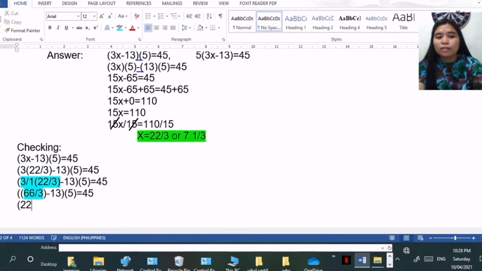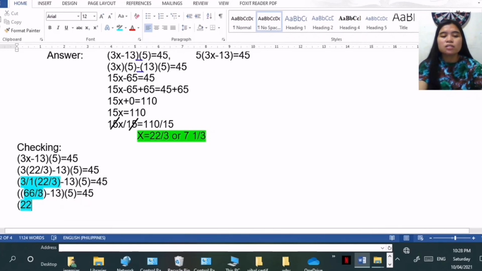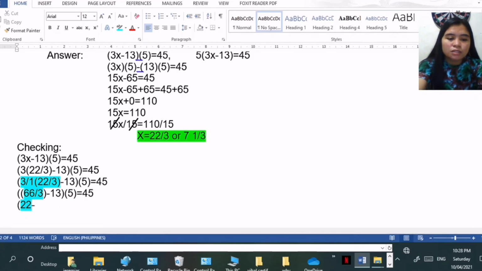That is 22. Actually, kasi kanina pwede nag-cancel na lang sana tayo dito sa taas, pero dahil kailangan nating ipakita, kaya isinulat ko pa din. Okay po? So, i-highlight ko lang to para hindi kayo nalilito. Ayan, na yung 66 divided by 3, that is 22. And then, copy minus and then copy 13. And then, close parenthesis. Kopya-kopya lang po. Ayan. And then, 5. And then, equal.